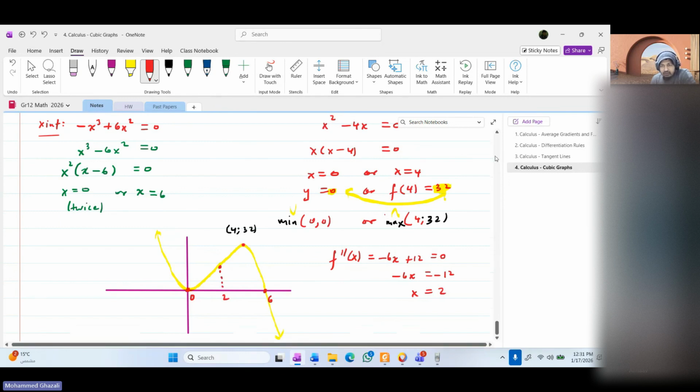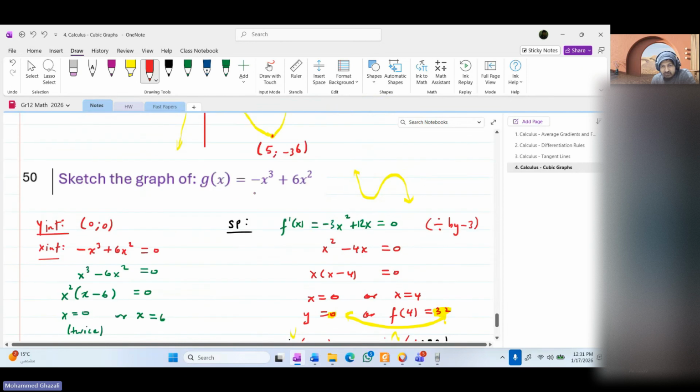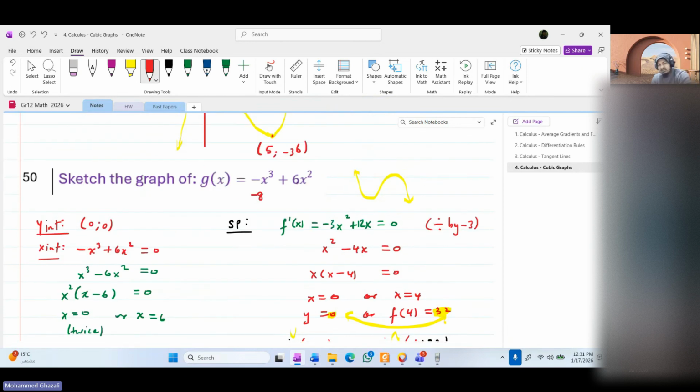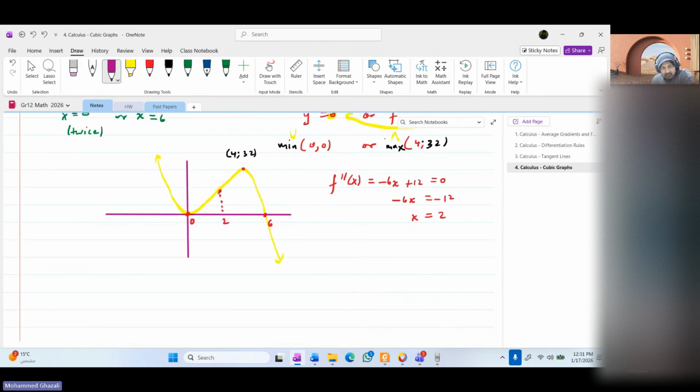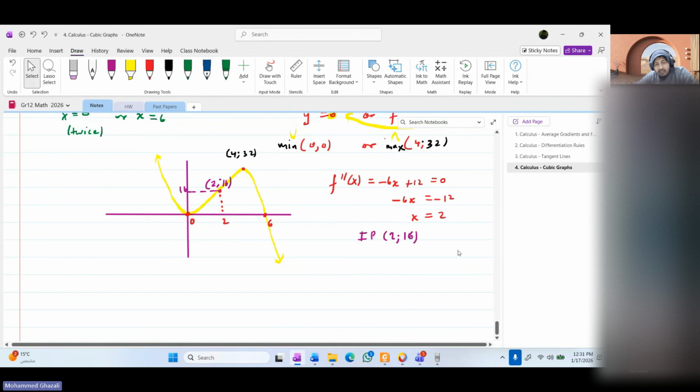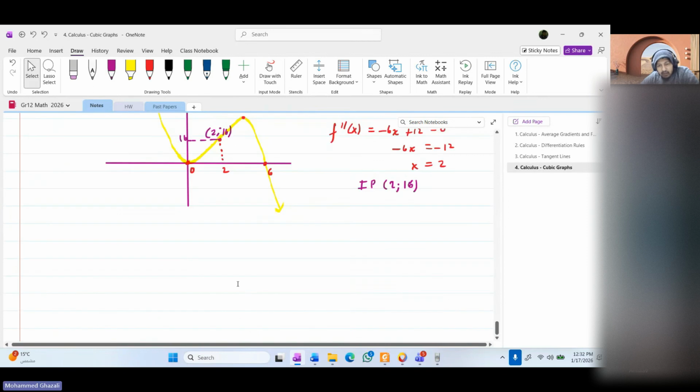2 and what? You need to substitute 2 inside the original function. So that's minus 8. 6 times 2 squared, so plus 24. 6 times 4. So you will get 16. 24 minus 8, which is 16. Right, that is 16. So 2 and 16 is my inflection point. Okay, guys, makes sense. Right. So that is how you go about sketching cubic graphs.